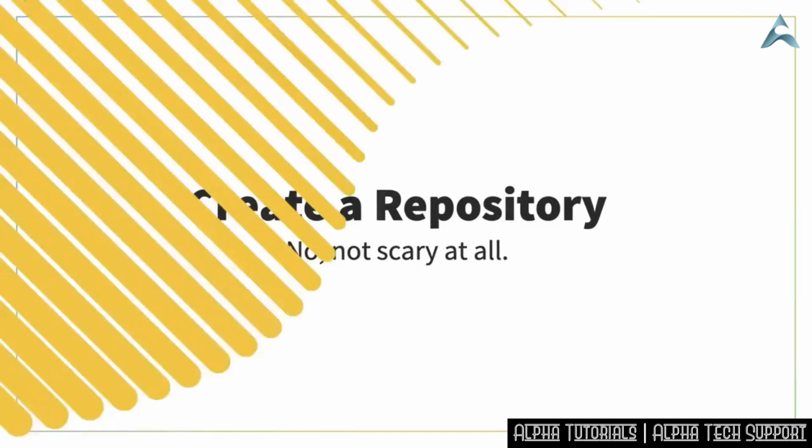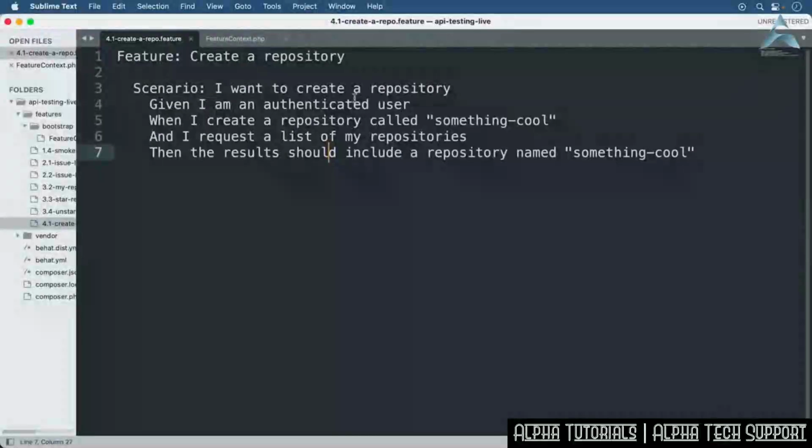So let's go back to our editor. Here's the feature description that we're going to use. Given I'm an authenticated user, when I create a repository called something cool, and I request a list of repositories, then the results should include a repository named something cool. Pretty simple and straightforward. Now let's go to the command line and see this in action.